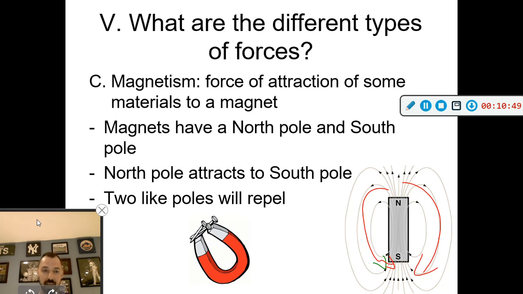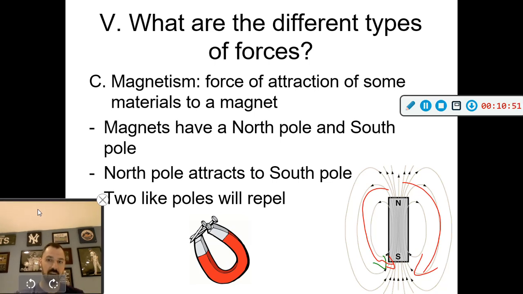Kind of neat. So obviously with a fridge, you want the attraction to happen. Sometimes we want repulsion or repelling. So if you've ever seen things that look like they're floating, sometimes it could be two magnets with like poles repelling each other, which is kind of neat. So a little trick that we do.